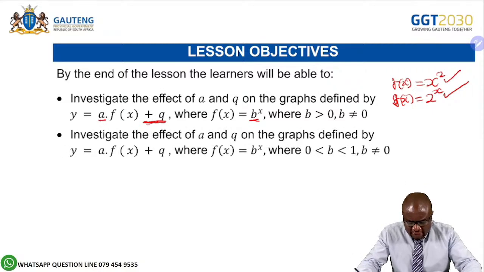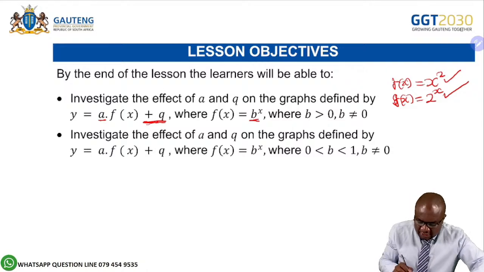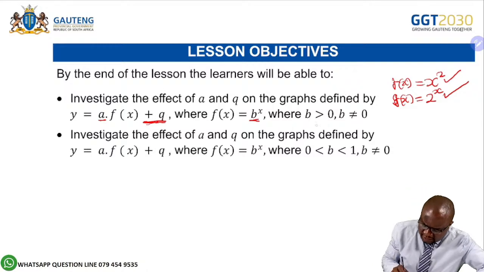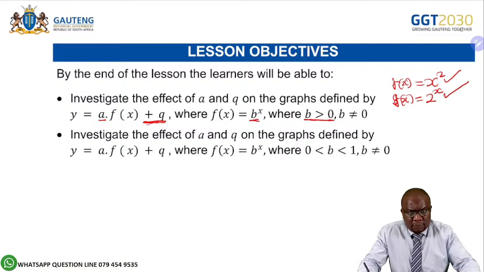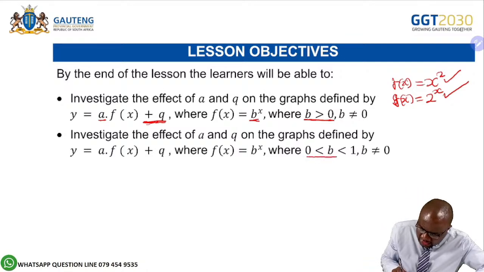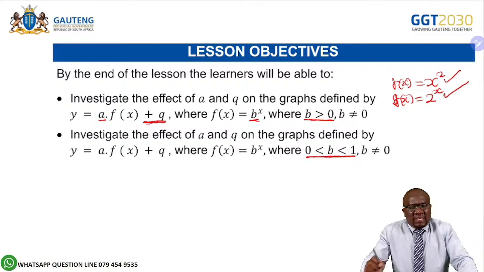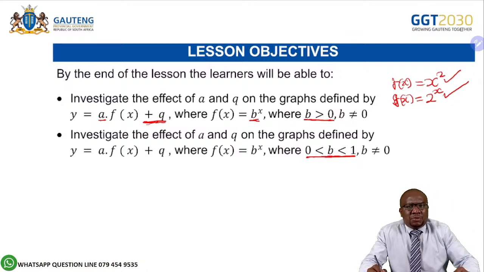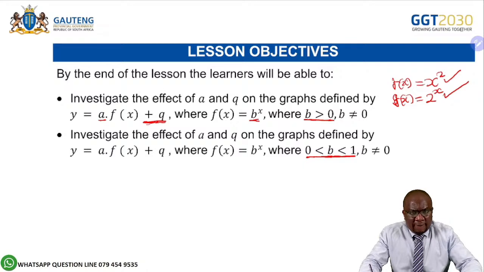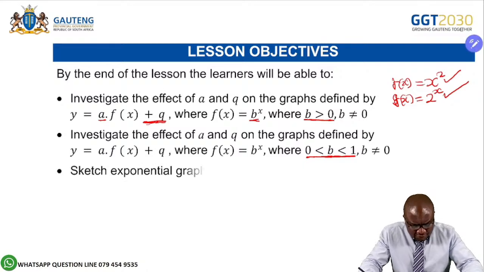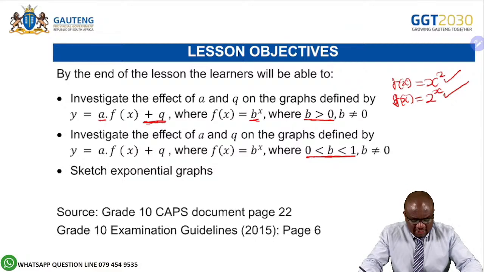Right, investigate the effect of a and q on the graphs defined by y equals a times f of x plus q, where f of x equals b to the power x. But I want you to take note of these differences here. Where b is greater than 0, it means b is positive, okay? And then when b is between 0 and 1, when b is a proper fraction like 1 over 2, 1 over 3, like that. So this is what we're going to be looking at in this lesson, okay? Right. And then we're going to sketch the graphs. You can refer to the CAPS document and the examination guidelines.